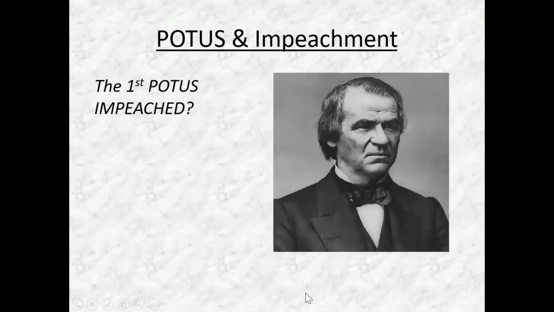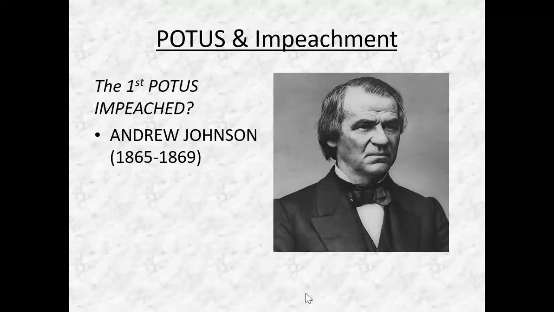The first president to have a dalliance with impeachment was none other than Andrew Johnson. Not Andrew Jackson, Andrew Johnson. Don't confuse your Jacksons with your Johnson. But Andrew Johnson had the unenviable task of assuming the presidency after the assassination of Abraham Lincoln, and he thus was president during a very challenging time in American history, a period known as Reconstruction.